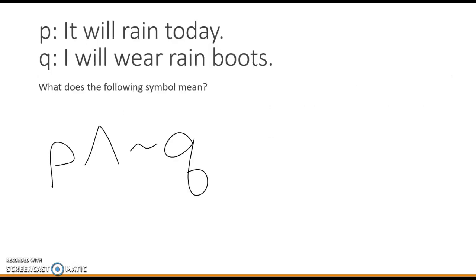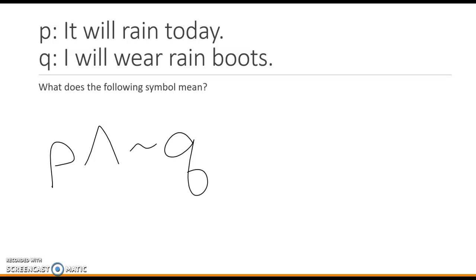All right, now my last problem here. We have it will rain today as our P statement, and our Q statement is I will wear rain boots. So what does the following symbol mean? If you're given the two statements P and Q, and then a symbolically written statement, how can we translate this into English?